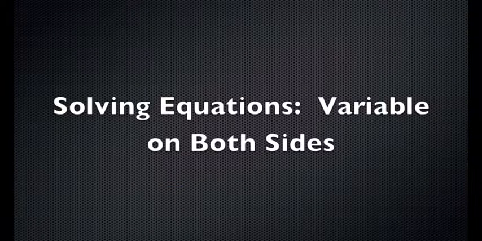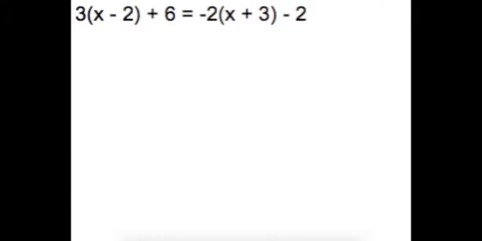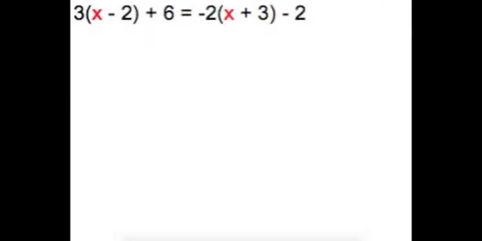This video tutorial will take a further look at solving equations with variables on both sides. The equation that we will solve is 3 times the quantity x minus 2 plus 6 equals negative 2 times the quantity x plus 3 minus 2. The goal of any equation is to isolate the variable, or to get it alone on one side of the equation to determine its value.